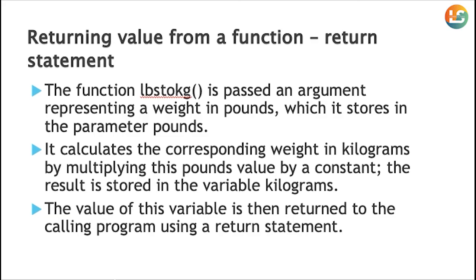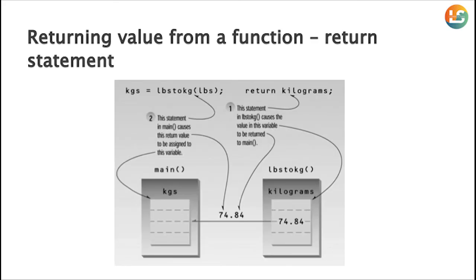So how is it going to work? In our main program, we are going to have a variable in which we have the weight, not exactly in kilograms, but in pounds. Whenever we call this function, we will send this data to this function. This function will convert that into kilograms, and then this kilogram value will be returned to the main function, and then in the main function it will be stored and can be further utilized.